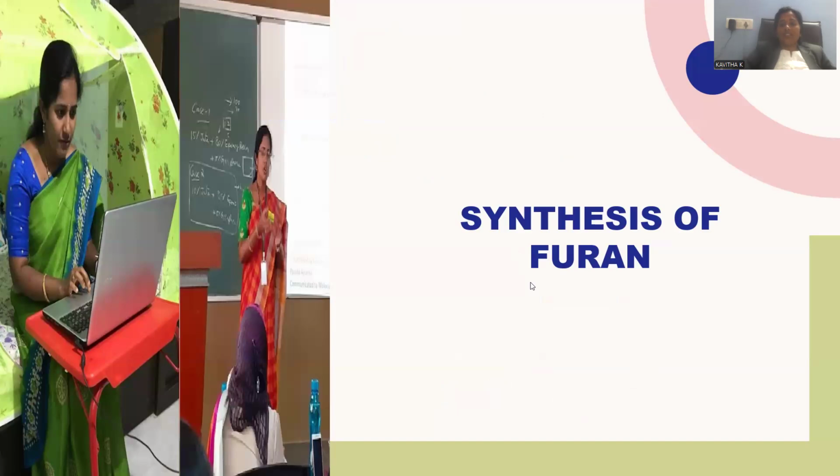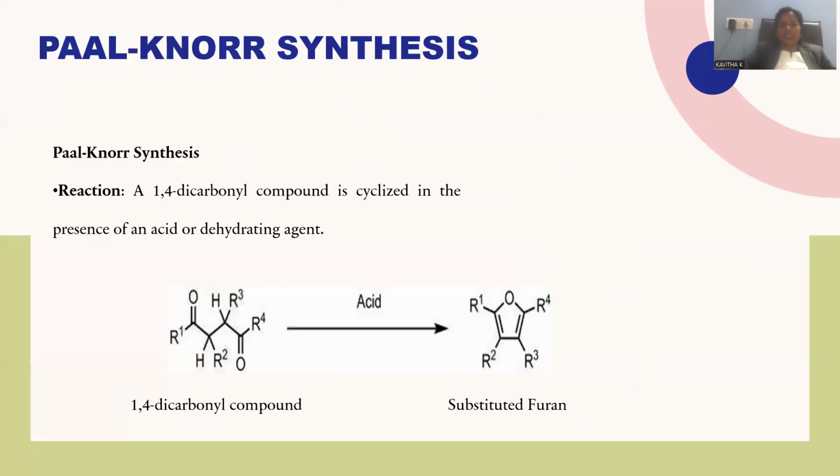Now let's enter into another segment called synthesis of furan. How can we go for the synthesis process, right? Paal-Knorr synthesis is the most important strategy to convert an open chain molecule into a cyclic aromatic ring system, where I'm taking a diketone.